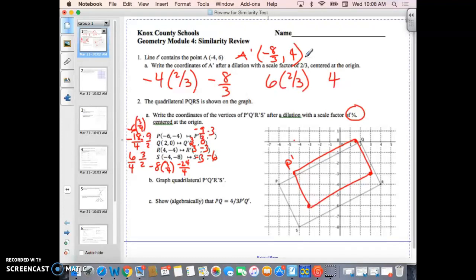And then I want to show algebraically if I work backwards. So if I know that from P to P prime, you take P and multiply it by 3/4, if I want to go the other way, from P prime to P, you just multiply by 4/3. And you can prove that by taking the new coordinates and multiplying them. So -9/2, multiply it by 4/3.